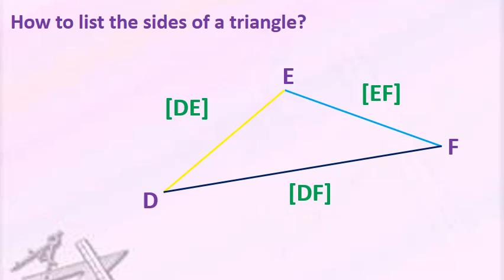Again, the third side is DF. How did we name it DF? Because the extremity of this side is D. The other extremity is F. We put them next to each other, DF, and we put the sign of a segment. So this is the third side, DF.